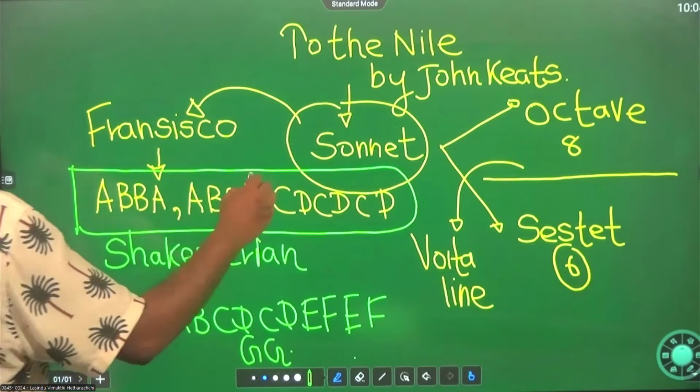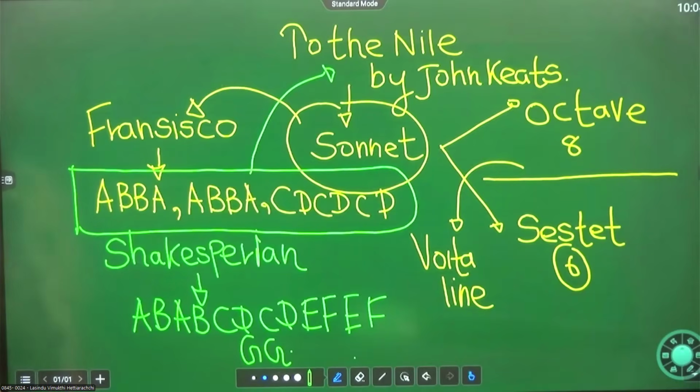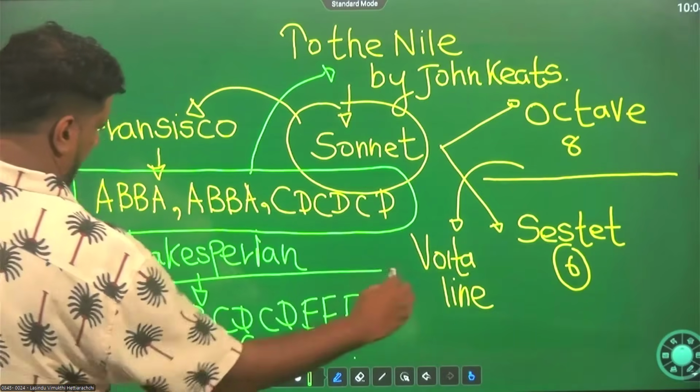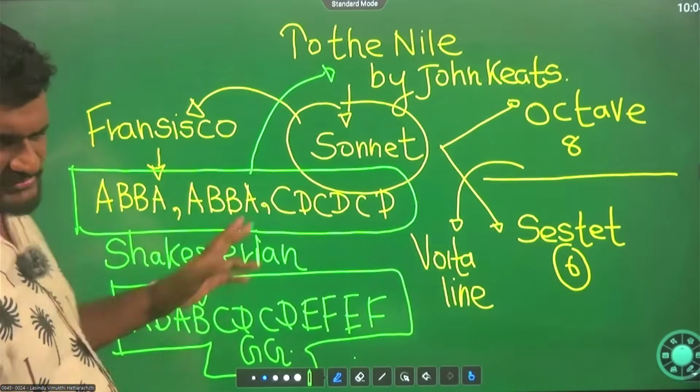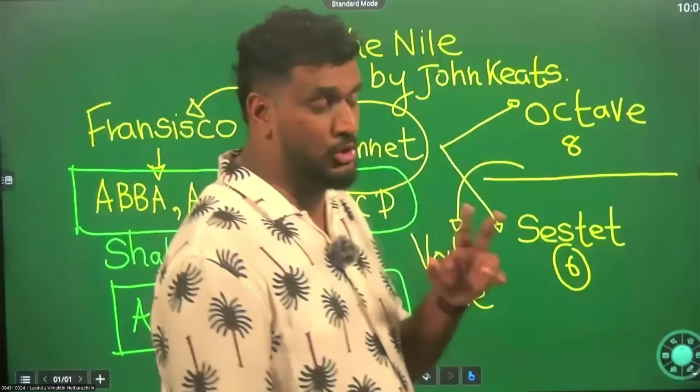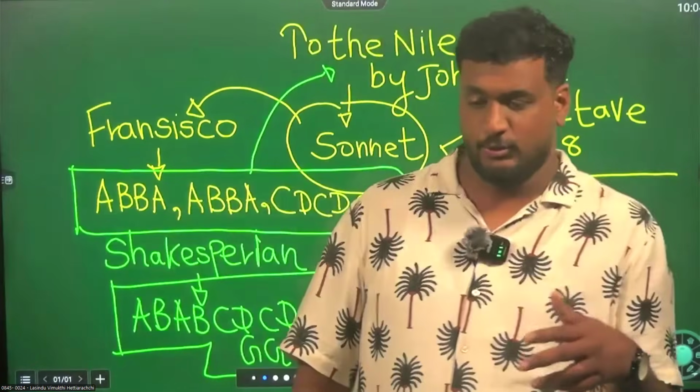To the Nile belongs to that category. In Shakespearean ones, we have a different rhyming scheme. They are extra knowledge but important. You should know what a sonnet is. What are the two parts of the sonnet?